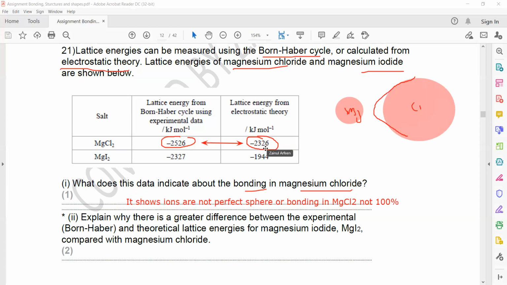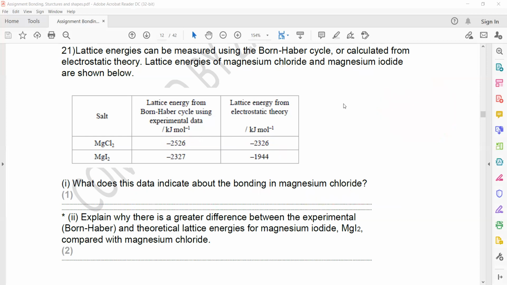The next part: explain why there is a greater difference between the experimental Born-Haber and theoretical lattice energies for magnesium iodide compared to that of magnesium chloride. When we compare, for magnesium chloride we find a small difference, about 200. When you check the difference for magnesium iodide, it's about 400 between the theoretical and the experimental. So why is there a greater difference in magnesium iodide compared to magnesium chloride?